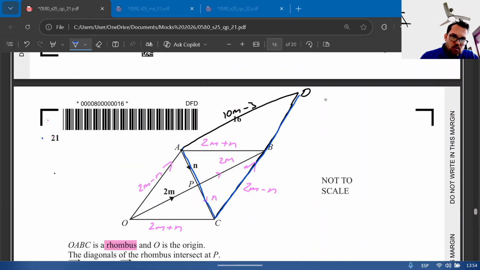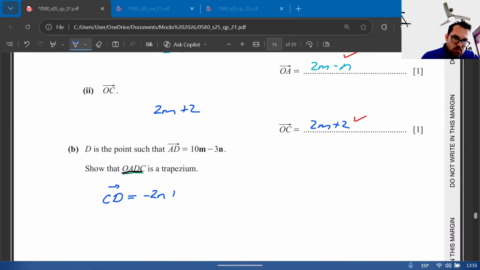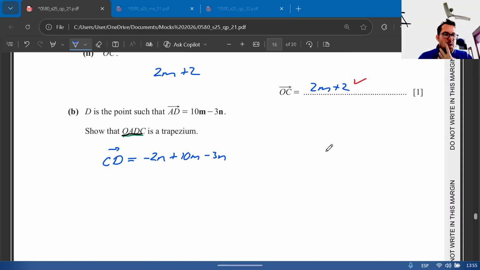And then we go along here in this direction. Remember, AD is 10m minus 3n, so that's plus 10m minus 3n. So simplify that. The 10m stays 10m, and minus 2n minus 3n is minus 5n. Now if we factorize out a 5 there, that will give us 5(2m minus n).